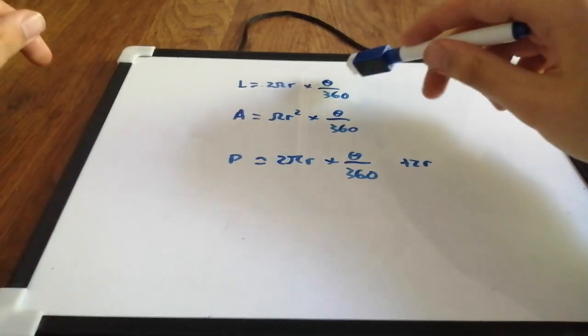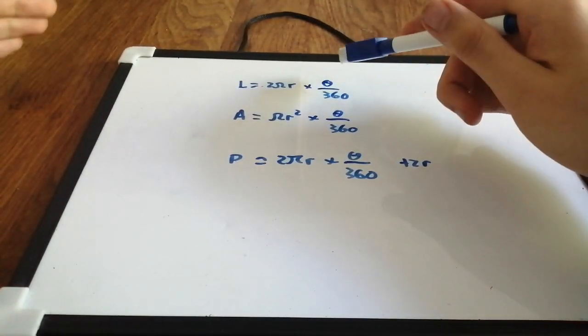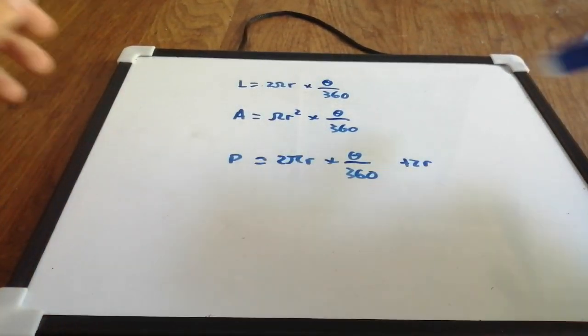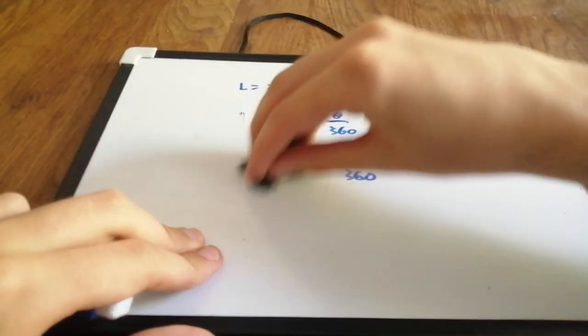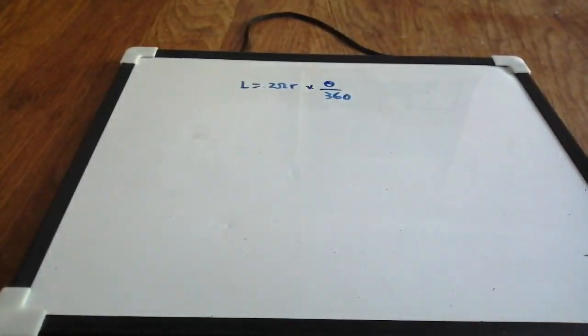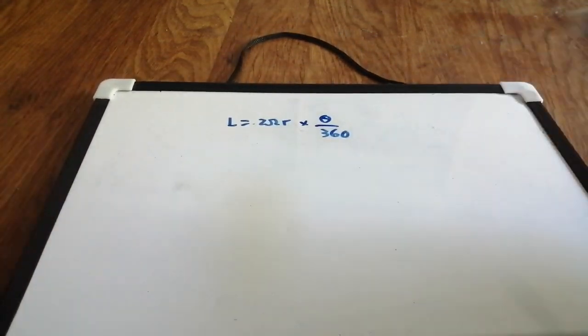Right now they're in degrees, where theta is the angle in degrees, but we're moving into radians, so we're going to have to change these formulas up a bit. We're going to start off by finding the length of an arc in radians. So instead of degrees, we're going to change this into radians. How can we do this?